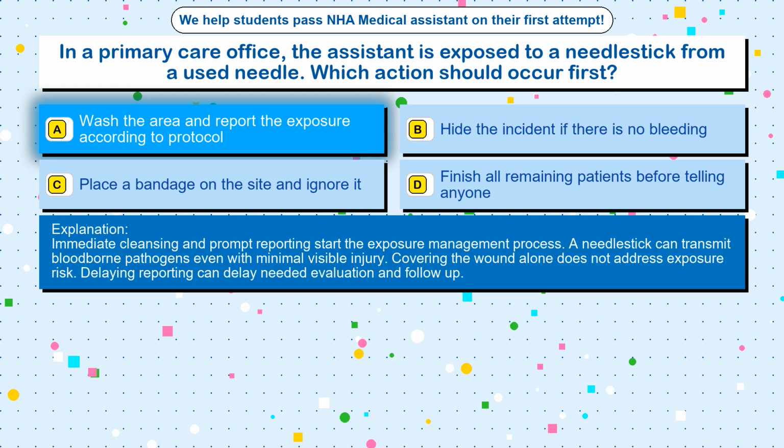Immediate cleansing and prompt reporting start the exposure management process. A needle stick can transmit bloodborne pathogens even with minimal visible injury. Covering the wound alone does not address exposure risk. Delaying reporting can delay needed evaluation and follow-up.